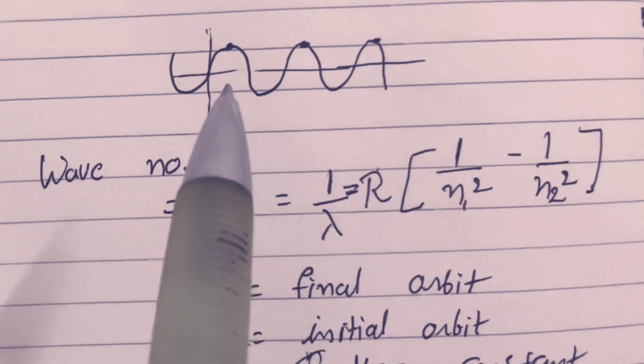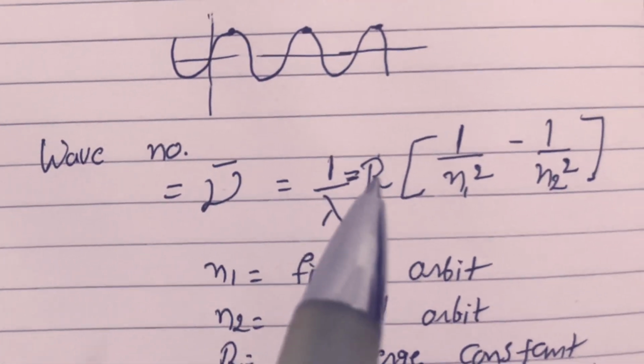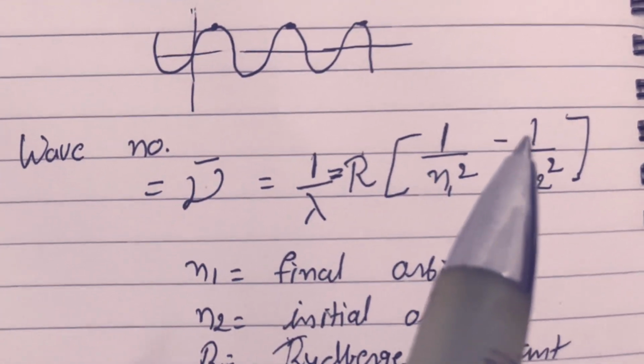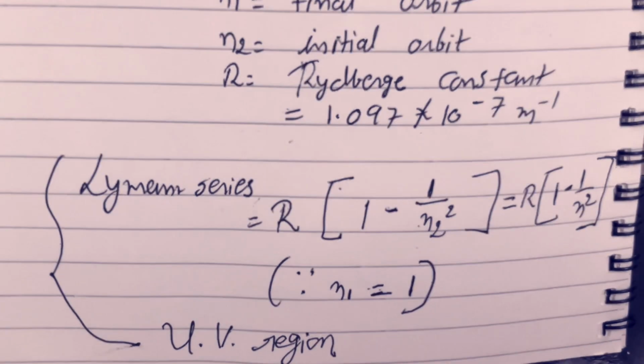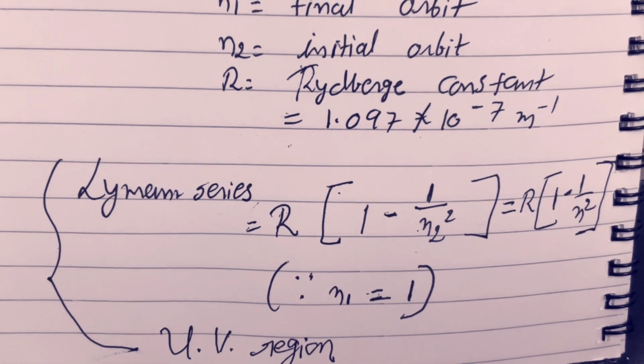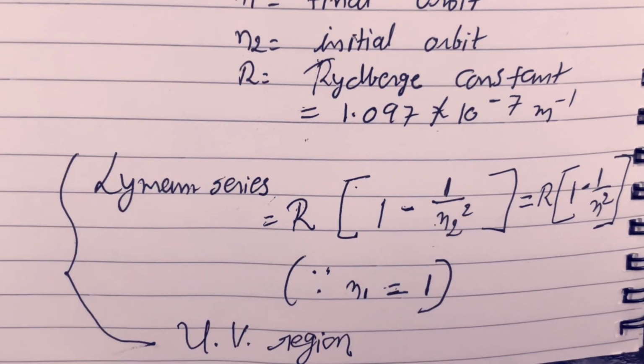So wave number, nu bar, is equal to 1 by lambda, is equal to R into 1 upon n1 square minus 1 upon n2 square, where n1 is the final orbit and n2 is the initial orbit, and R is the Rydberg constant, equal to 1.097 into 10 raised to 7 per meter.